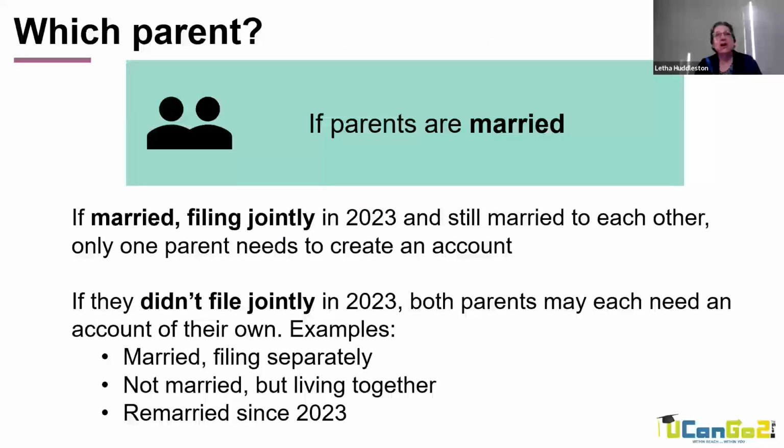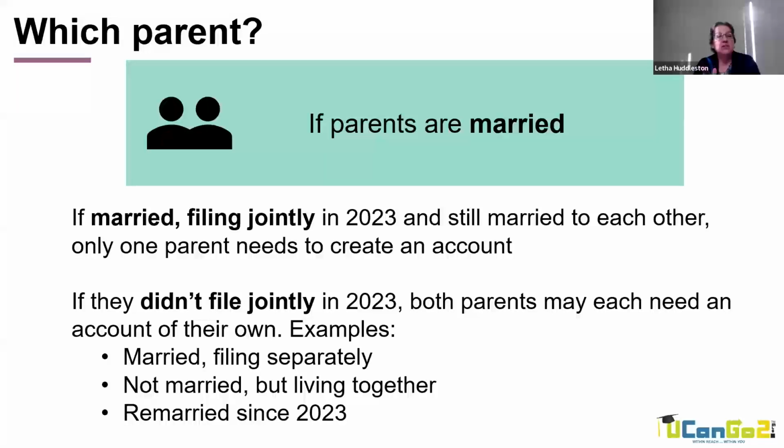Now, here are some guidelines on which parents need to create those accounts. If the student is being supported by parents who are married and filing jointly, and they were married in 2023 to each other and filed married filing jointly, then only one parent needs to create an account. Now, some of you may have been in a little bit of a mess last year when, even though there was only one tax return, the FAFSA was asking for a second parent's information. They think they have all that sorted out. It should just be one parent required to create that account.